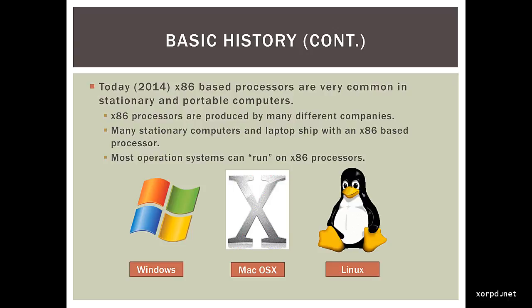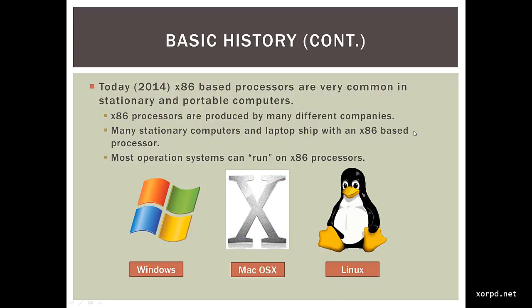When we say it can run on x86 processor, that means that it has a version with code that's meant to run on x86 processor. That means that it has a version with instructions that comply with the x86 processor's family. Some examples of well-known operating systems that support x86 are Windows, Mac OS X, and Linux.